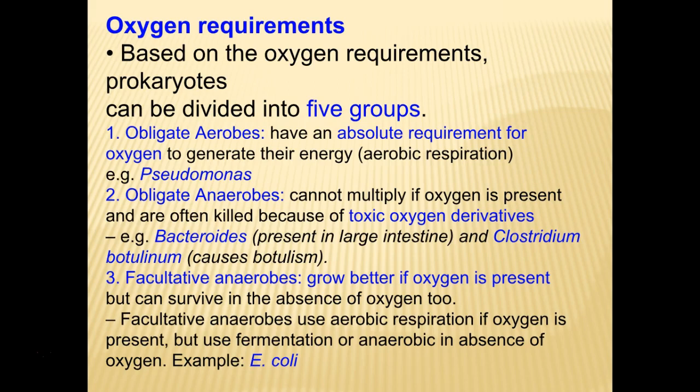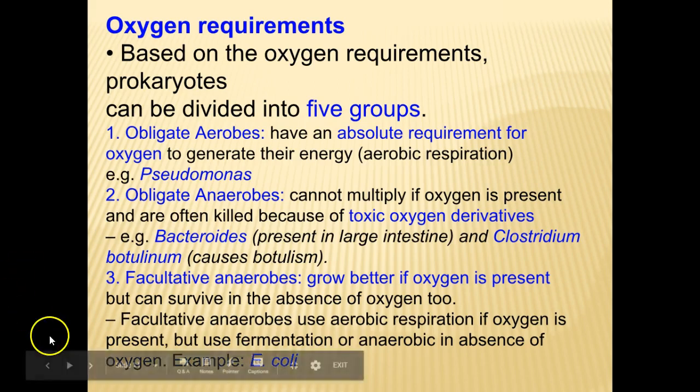Facultative anaerobes grow better if oxygen is present, but can survive in the absence of oxygen too. So I like to think of facultative as they have the faculties to be able to grow with oxygen. They have the faculties to be able to survive without. So a facultative anaerobe uses aerobic respiration if oxygen is there, but it can also use fermentation or anaerobic respiration in the absence of oxygen. So the example here is E. coli.